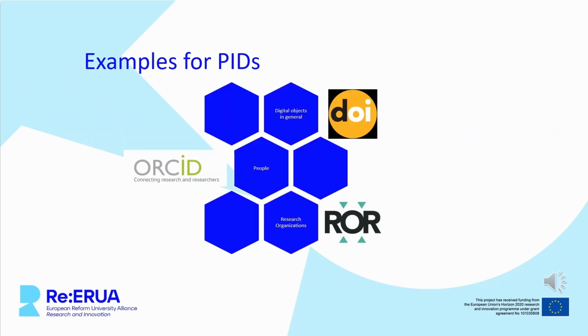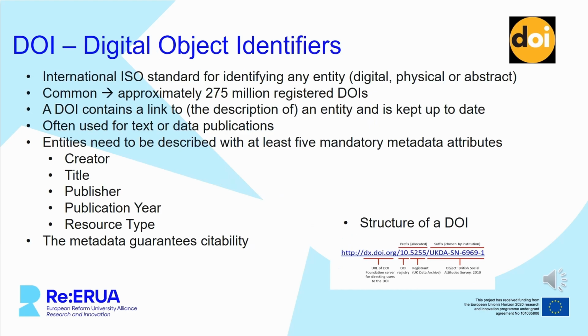To make things clearer, we will now talk about 3 different PIDs in science that serve different purposes. We'll have a look at the DOI, ORCID, and ROR. The Digital Object Identifier is an international ISO standard for identification of entities, which can be digital, physical, or even abstract. Currently, there are approximately 275 million registered DOIs, and it is one of the most used PIDs in science, mainly for text publications, datasets, or software.